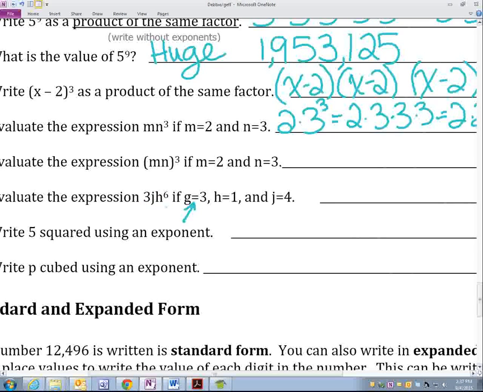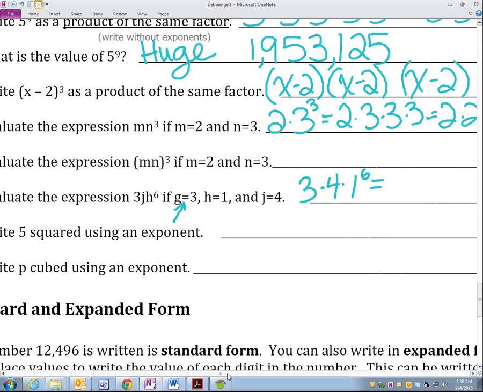3jh to the 6th power. So I'm going to rewrite that with those plugged in. 3, j is 4, h is 1. Did I skip? I skipped. Whatever, we'll go back.